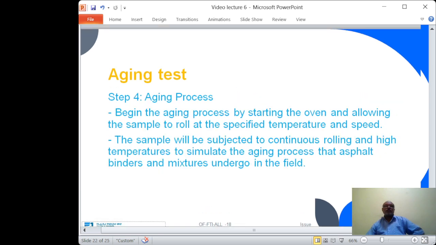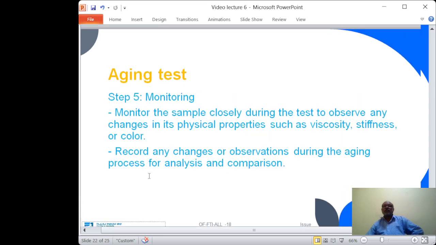Step 4. Aging process. Begin the aging process by starting the oven and allowing the sample to roll at the specified temperature and speed. The sample will be subjected to continuous rolling and high temperature to simulate the aging process that asphalt binder and mixture undergo in the field.